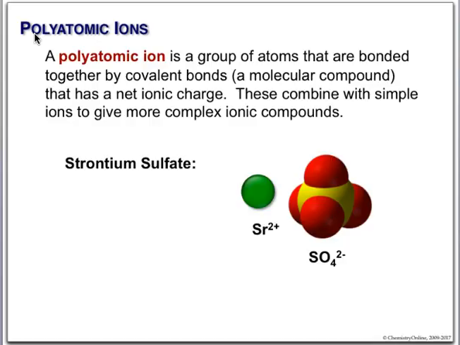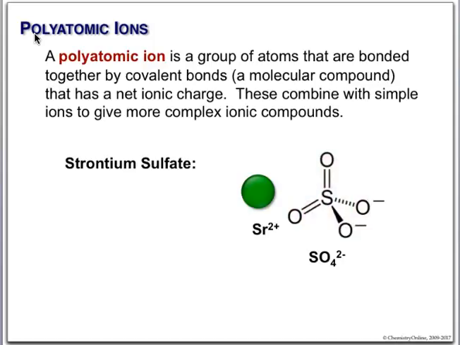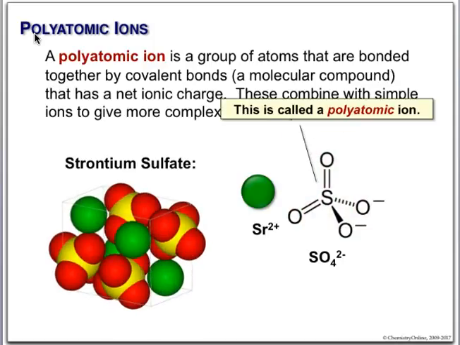If you note, we have sulfur, which is a nonmetal, and oxygen, which is also a nonmetal. These are all bonded together, and they make this polyatomic ion. Actually, it looks something like this. Sulfur in the middle, 4 oxygens around, and we have 2 negative oxygens. This is an example of a polyatomic ion.